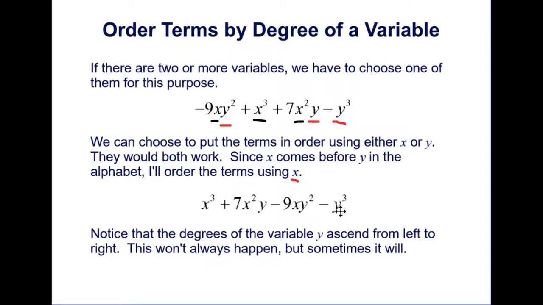We used black for x, so I'll keep that to be consistent. So here we have x to the third was the highest, so that comes first, followed by x squared, then x to the first, followed by the term that doesn't have any x at all. So it ends up being ordered x to the third plus 7x squared y minus 9x to the first y squared minus y to the third.